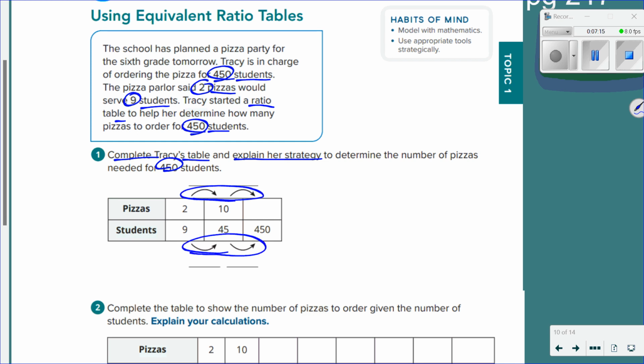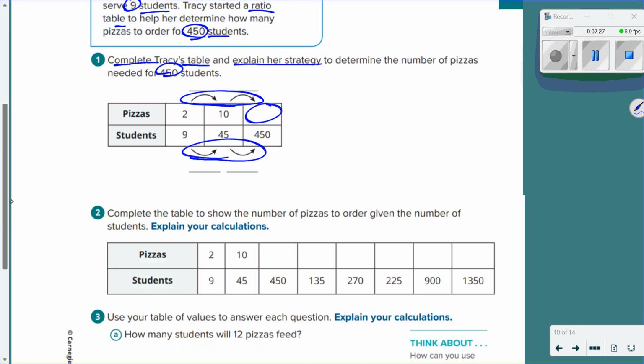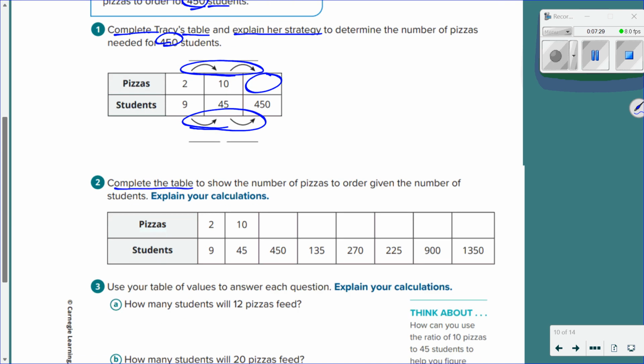Does that look familiar to everybody? Should. That's what we've been training you since we started the ratio tables. All we're asking you to do is fill in the blanks for how they got there and then add in this last value. Once you've done that, complete the table to show the number of pizzas to order for any given number. Explain your calculations. Guys, does this explain my calculations? No. Yes, it does. It's showing me where I started and what I did to get to the next number, right?